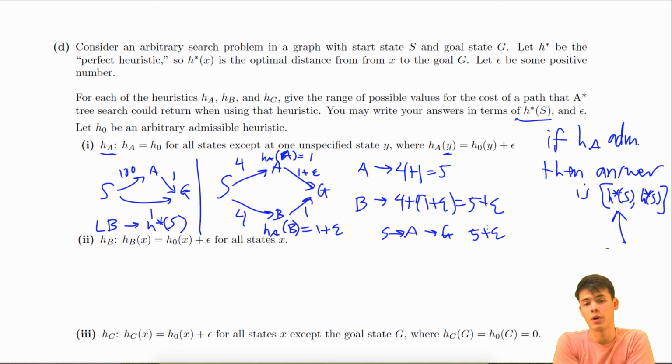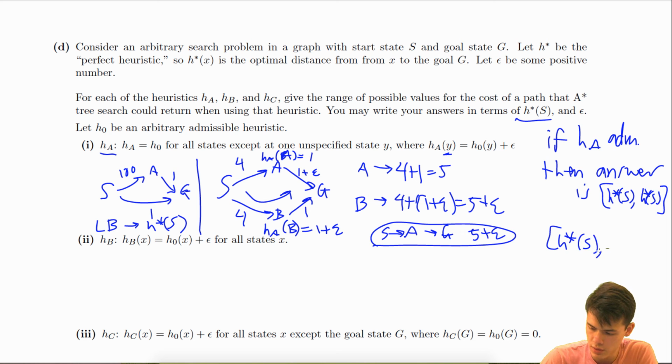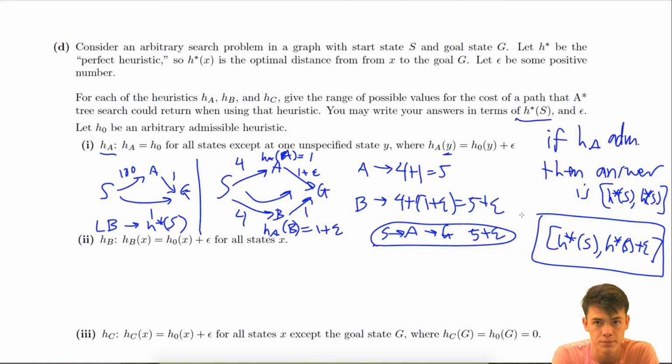So then at this point, it comes down to tie breaking. How are we going to tie break? If your tie breaking is disadvantageous, then you might just choose this one right here, which would lead you to the goal with a total cost of 5 plus epsilon, where the real optimal cost here was just 5. So the upper bound is going to be H star of S plus epsilon. So the answer is going to be H star of S and then H star of S plus epsilon. That is the answer for part 1.